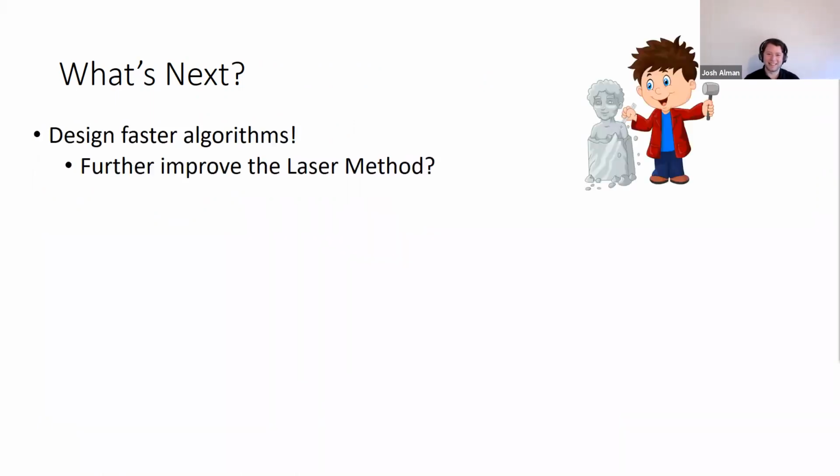So what's next in this area? Well, first of all, it would of course be very nice to design faster algorithms for matrix multiplication. I think it's not impossible to find other ways to try to improve the laser method, and maybe even the barriers I was just talking about could help us find parts of it that could be improved.